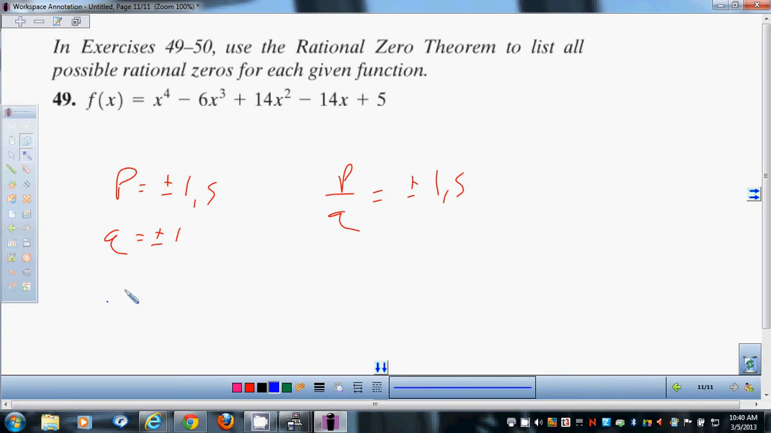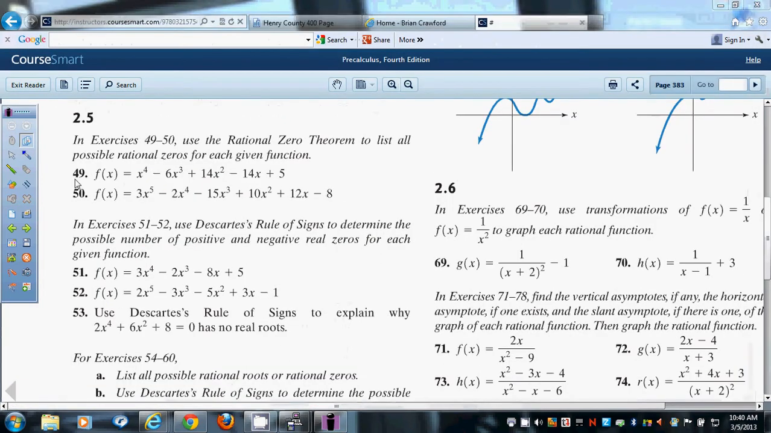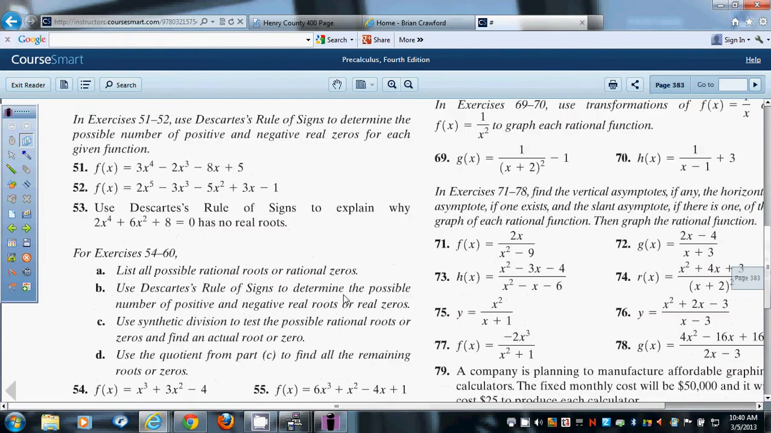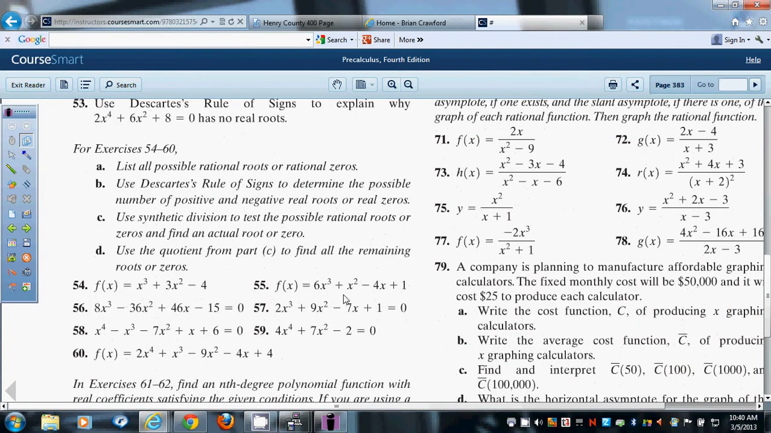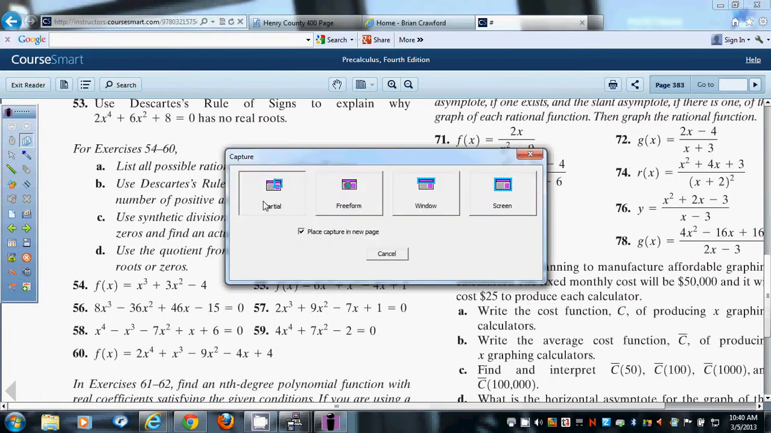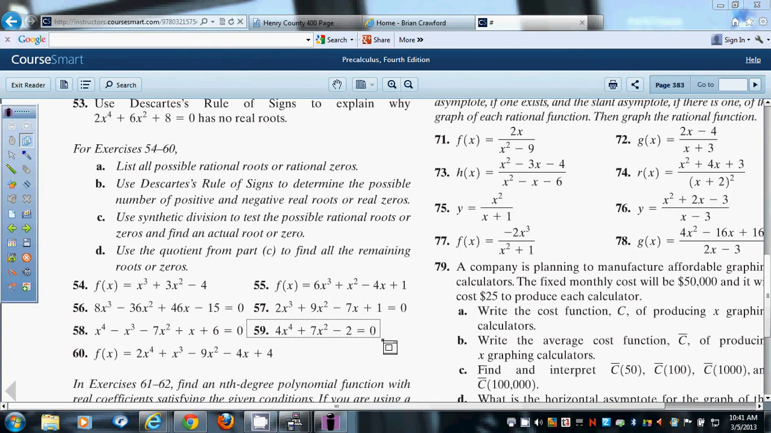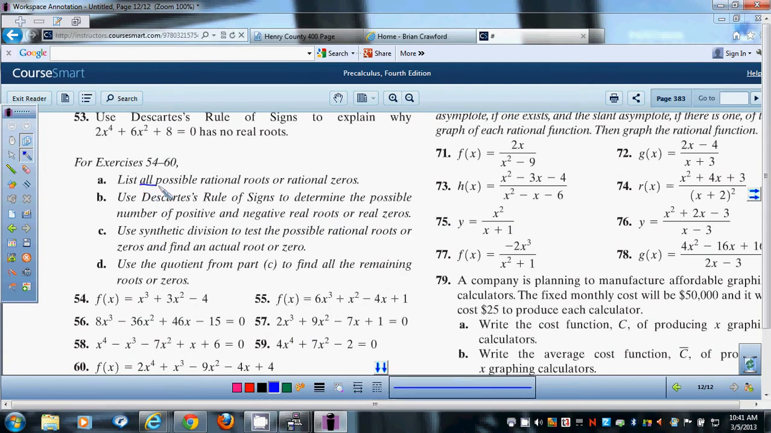All right. Next thing I thought we should look at, I'm not really so concerned about Descartes, but let's see. What about number like 59? Basically all of this breaks down to graph it, although I guess it doesn't ask you to graph it. It asks you for all the rational roots, which is P over Q. You don't have to do Descartes, although it's quite simple, just looking for sign changes. Use synthetic division to test the possible P over Q's, and use the quotient to find the remaining.